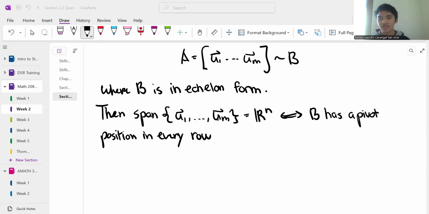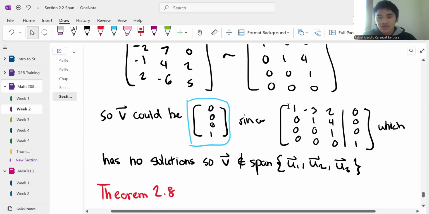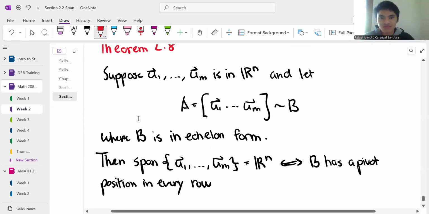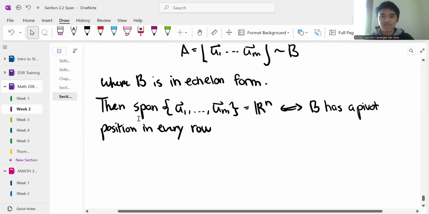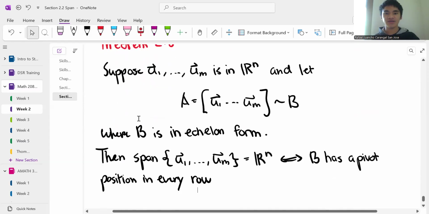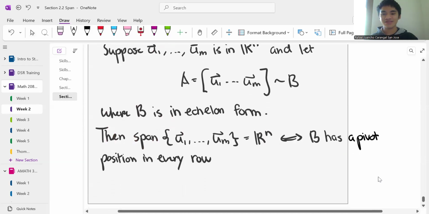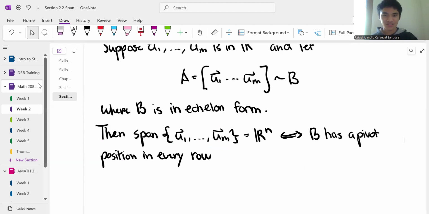Oh, that's interesting. Why is it in Rn? Did we do that here? This doesn't have a pivot position in every row. Doesn't have a pivot position here. That's interesting. Okay, let's actually look at this one carefully. This one, I think, is somehow not connected to the ones we did. Somehow not connected, but it is still kind of connected.